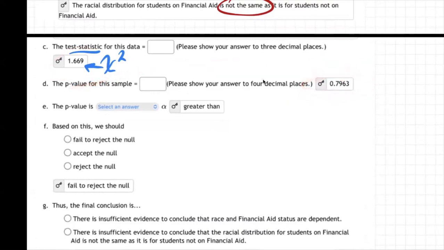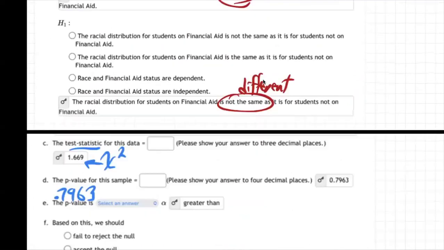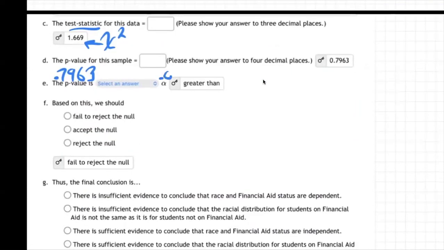Okay, so now it's time to wrap up this test. The p-value, which is 0.7963. How's that compared to the alpha? What is the alpha? Oh, there it is, 0.05. How's that compared to the alpha, 0.05? Well, this p-value is greater, isn't it? That's why it says greater out here. Yeah, it's greater. That p-value, right? 0.79 is certainly greater than 0.05. What does that mean we should do?